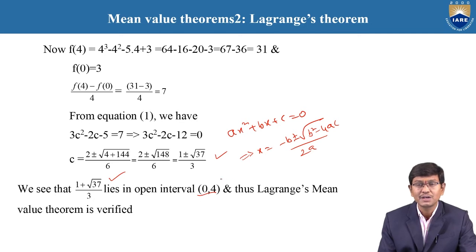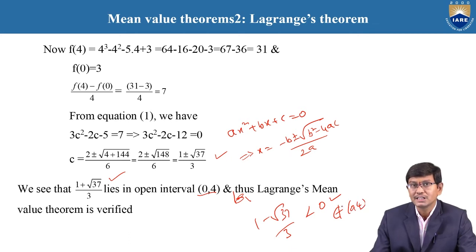Why? Because if you take the negative value, for example 1 minus root of 37 by 3, it is less than 0. Therefore, it does not satisfy 0 comma 4. Therefore, one of the values lies in between 0 comma 4. Therefore, the three conditions are satisfied: one, f is a continuous function in the closed interval a comma b. Second, f is a derivable function in the open interval a comma b, such that f dash of c is equal to (f of b minus f of a) by (b minus a), which is clearly satisfied, such that c belongs to a comma b.